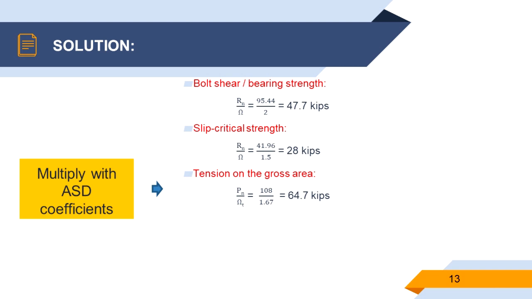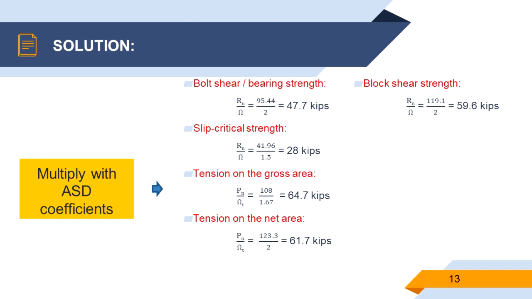And for the tension and gross area, 108 over 1.67 is equal to 64.7 kips. And for the tension and net area, 123.3 over 2 is equal to 61.7 kips. And for block shear strength, we have 119.1 over 2, which is equal to 59.6 kips. Of all the limit states investigated, the strength corresponding to slip is the smallest. Therefore, the allowable strength is 28 kips.